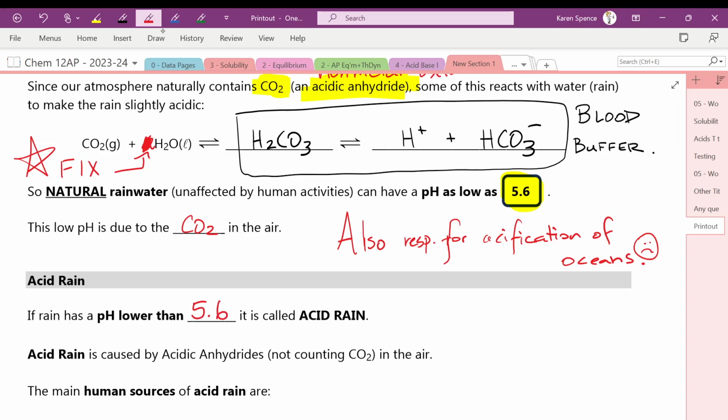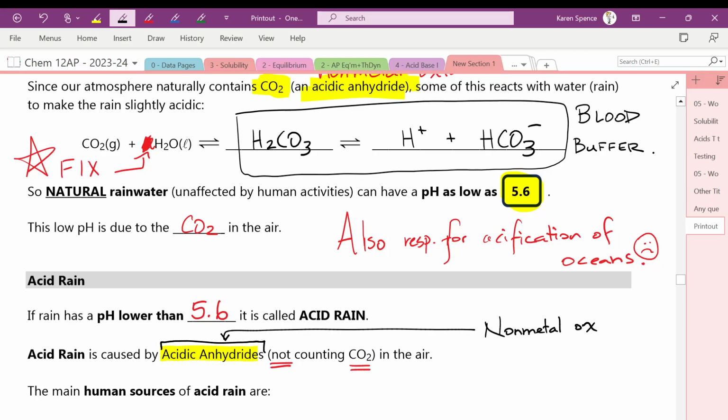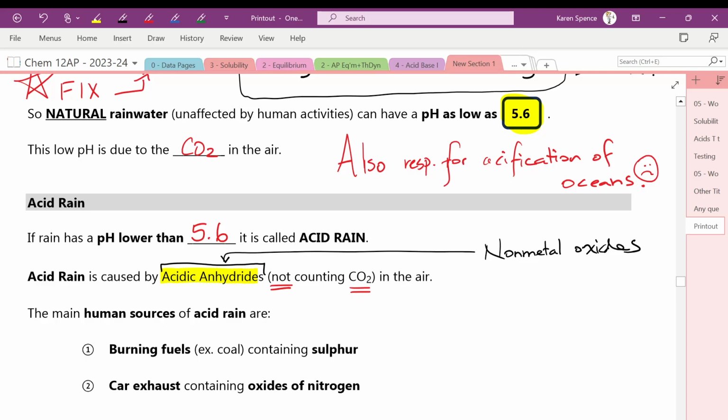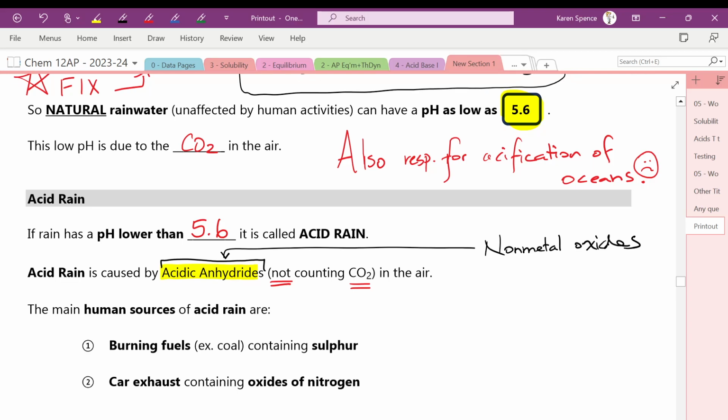And acid rain is also caused by acidic anhydrides, but not CO2, because CO2 is just natural, or at least mostly. What are acidic anhydrides? What's another word we could use for that? Non-metal oxides. Acid rain is mostly caused by humans. And what do we do that causes this?